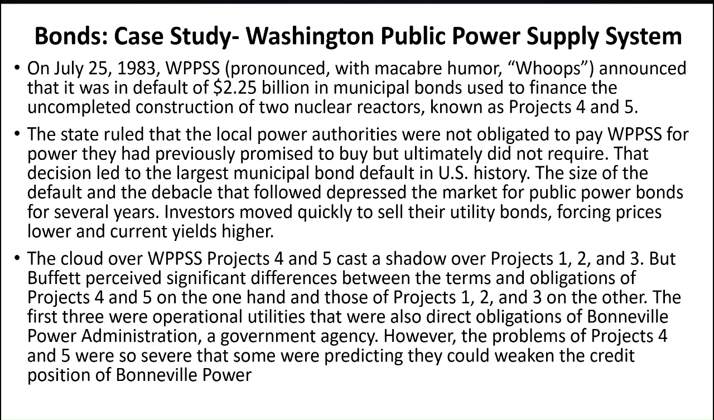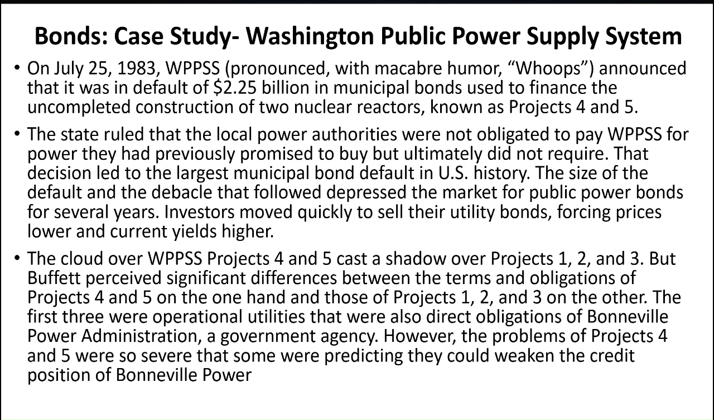Number one case study is the Washington Public Power Supply System. Actually, on July 25th, 1983, WPPSS, pronounced as Whoops, announced that it was in default of 2.25 billion in municipal bonds used to finance the uncompleted construction of two nuclear reactors, which are known as Project 4 and 5. Whereas they already had Projects 1, 2, 3 in place, which were doing quite well. However, they had a problem with Project 4 and 5.